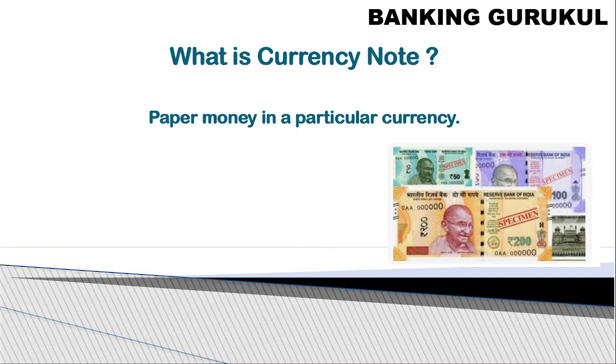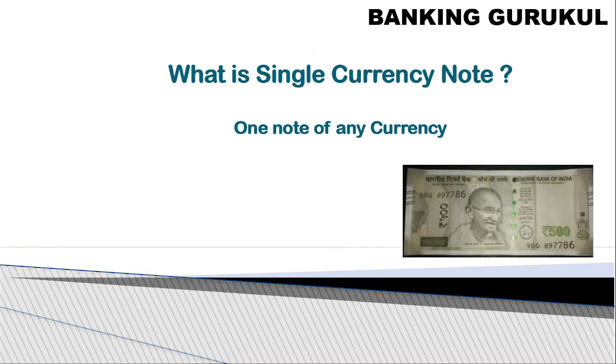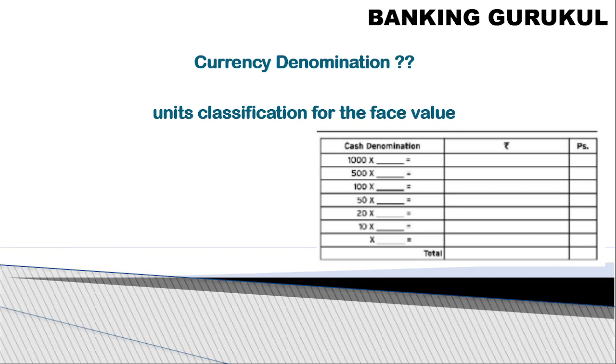So physical currency, koi bhi currency ho sakta hai, koi bhi note ho sakta hai, koi bhi country ka ho sakta hai, ye sara physical currency. I have given example also. What is single currency note? Any denomination, it may be 500, 1000, one note of any currency will be called single currency. So what is currency denomination?